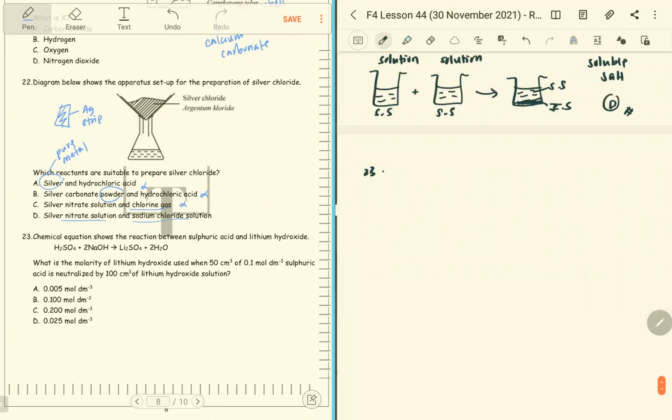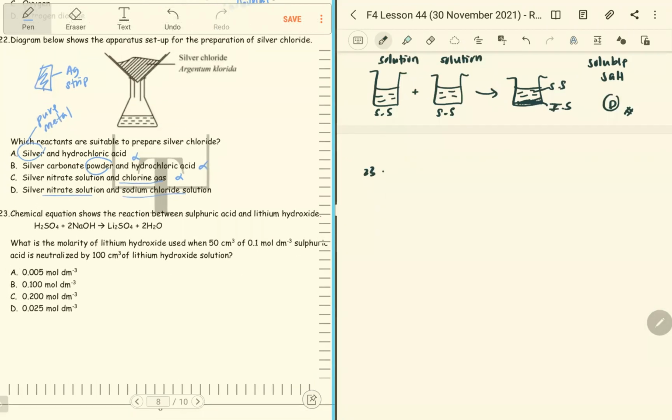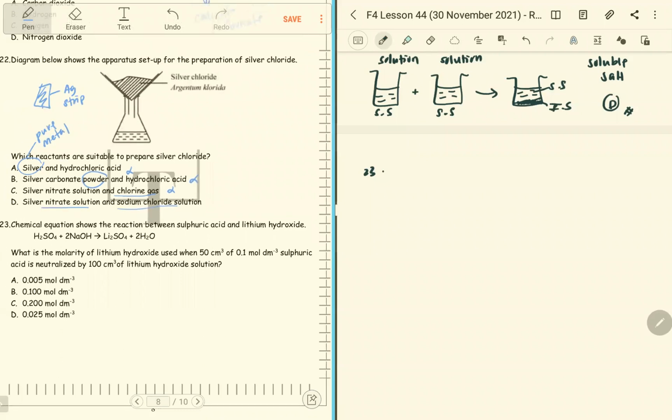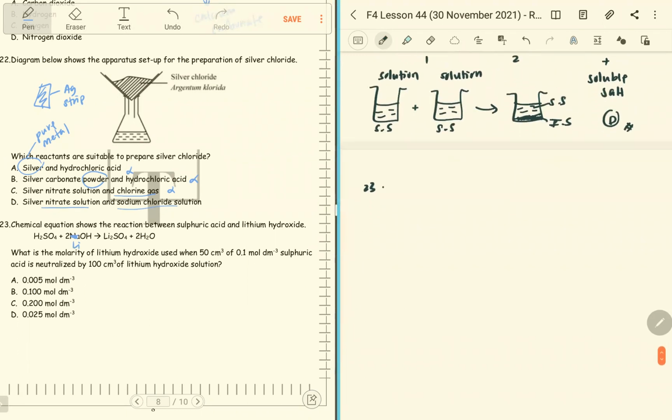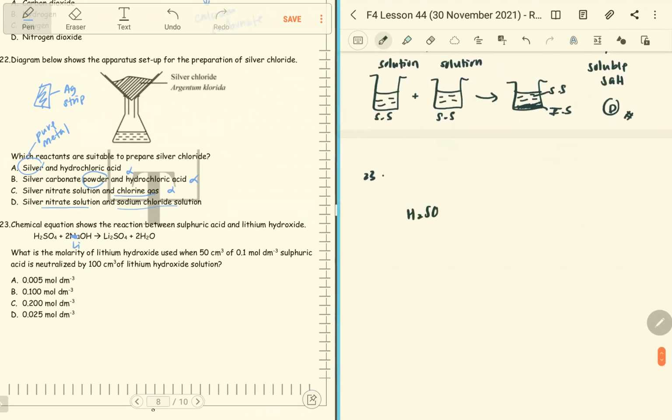Okay. Question number 23. The chemical equation shows the reaction between sulfuric acid and lithium hydroxide. So what's the molarity of lithium hydroxide? Okay. So this one I typo, this one is supposed to be LiOH. Sorry. So H2SO4 reacts with 2 LiOH to give us Li2SO4 plus 2H2O.